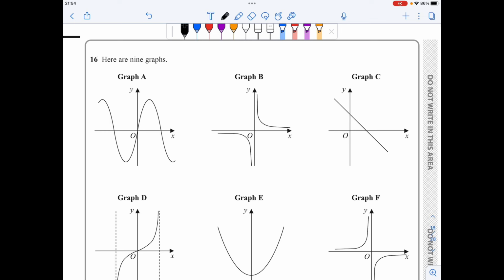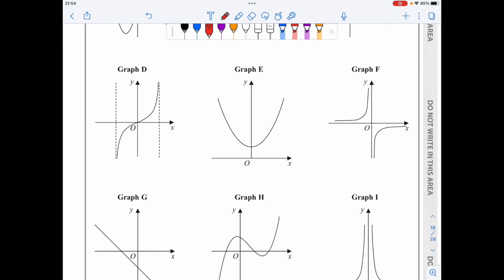In question 16, I'm given 9 graphs. The first one is the graph of sine, so y equals sine x. Second one is of the form y equals a over x, where a is positive because the graph is in the first and third quadrants. Graph C is a straight line, so y equals mx plus c. Now the gradient is negative, but the y-intercept is positive because it cuts above the origin.